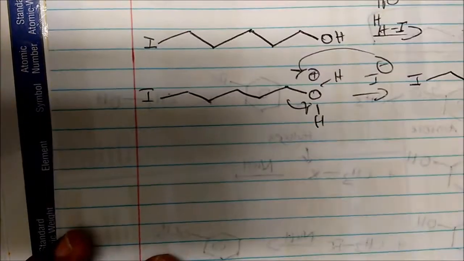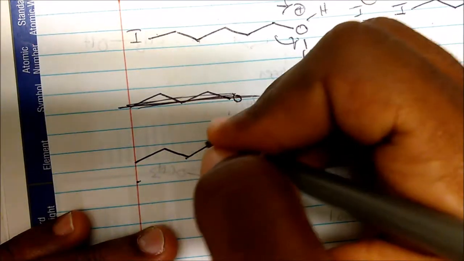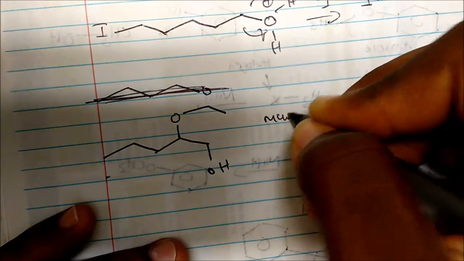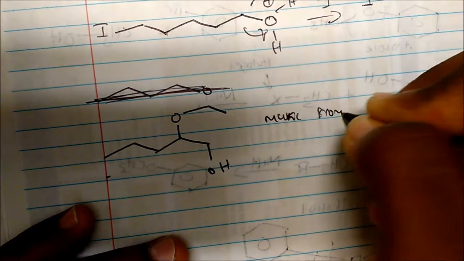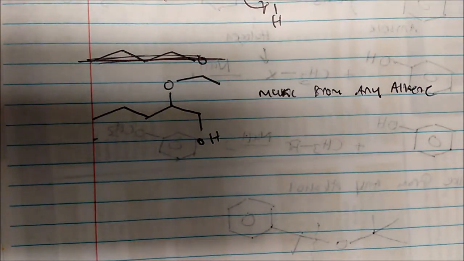So let's look at something more interesting. What if I wanted to make this molecule here? And the instructions say, okay, well, make it from any alkene. How would you go about this problem?